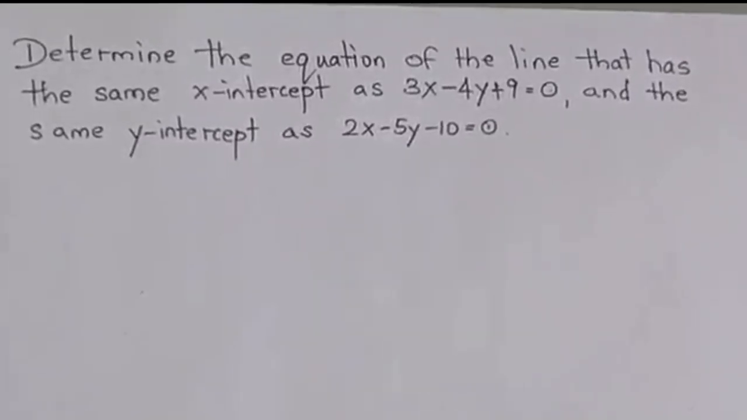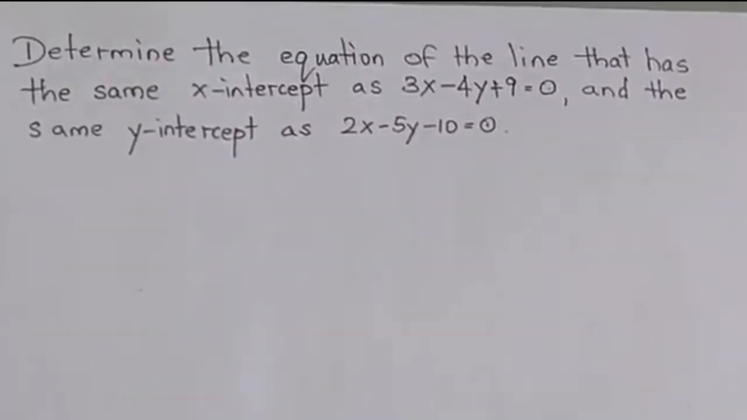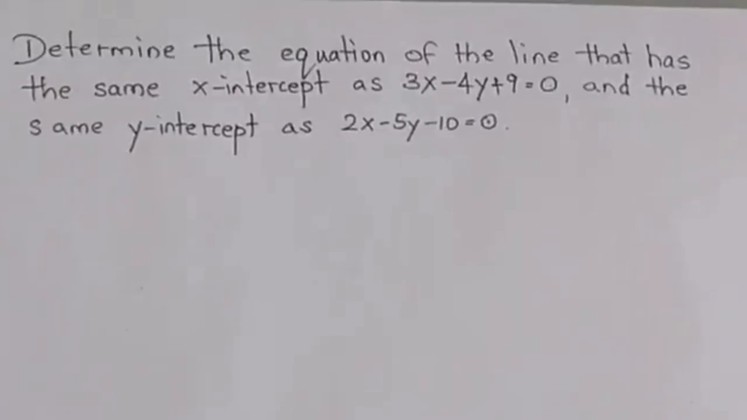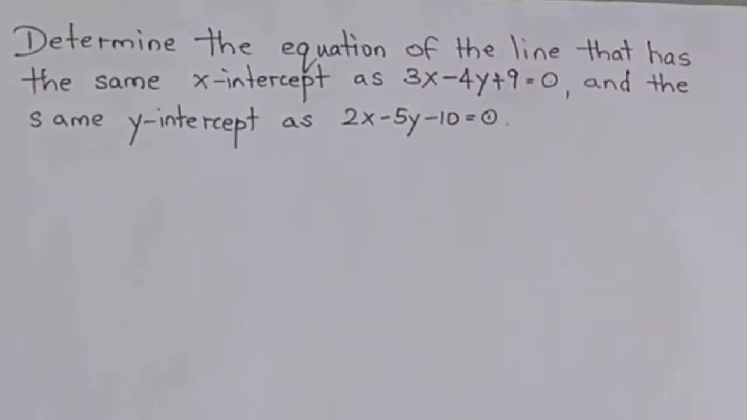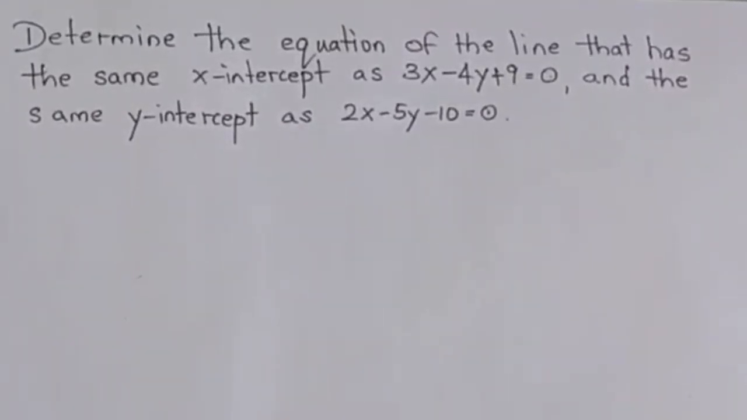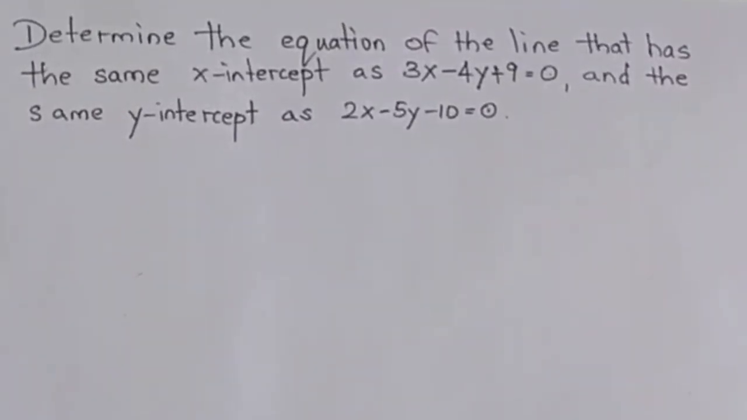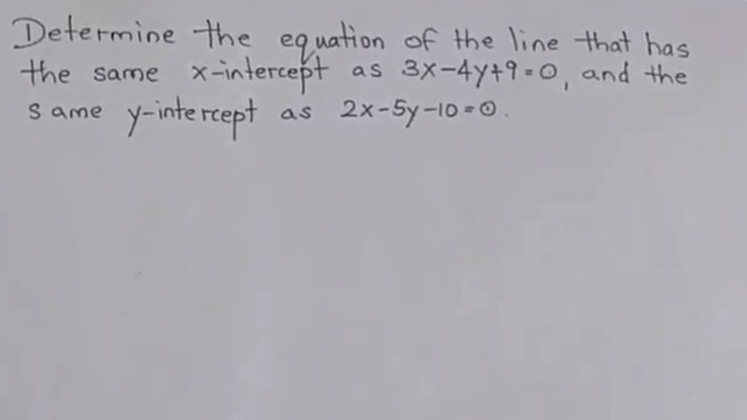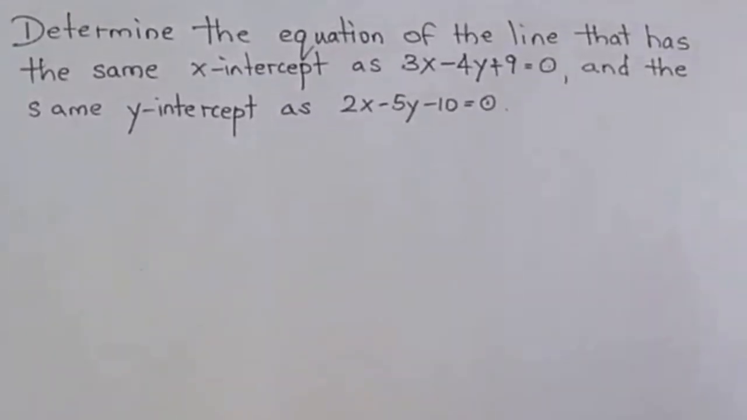Let's look at this question on equations of linear relations. Determine the equation of the line that has the same x-intercept as 3x minus 4y plus 9 equals 0 and the same y-intercept as 2x minus 5y minus 10 equals 0.